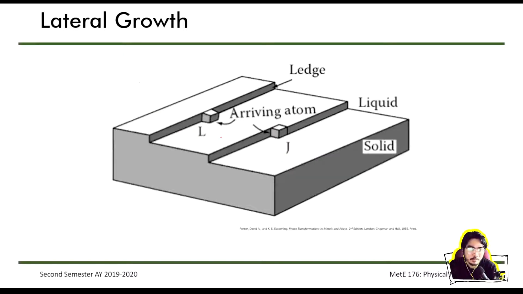Okay? So a more likely scenario is if you have an imperfection like this. If we have a ledge, this is what we call a ledge. And in this other scenario, we call this a jug. This J is what we call a jug, and this L is a ledge. So when you have an arriving atom in a scenario like this, notice that if the arriving atom goes to a ledge, the additional discontinuity is only 2: this one here and the one on the other side.